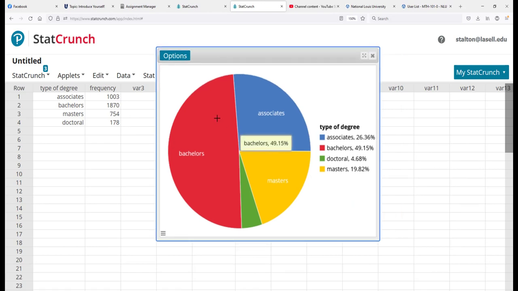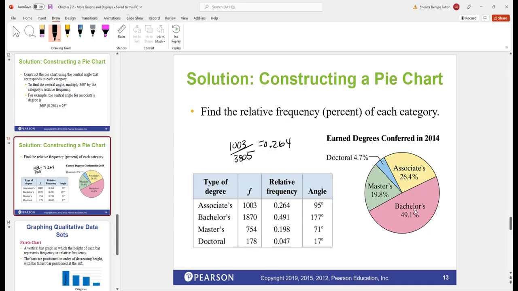Now the percents that are actually on the graph are over here on the right in this legend. So it tells me that 26.36% got an associates, and that's in the blue color. So it gives me each one, and this looks just like the one I have on my pie chart.